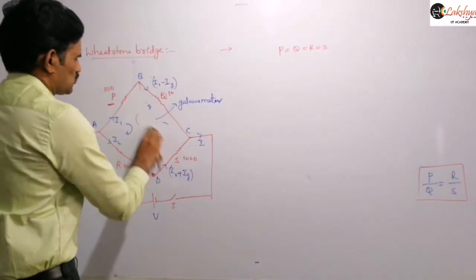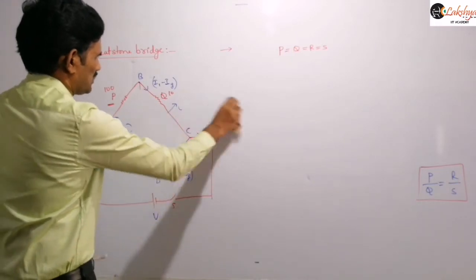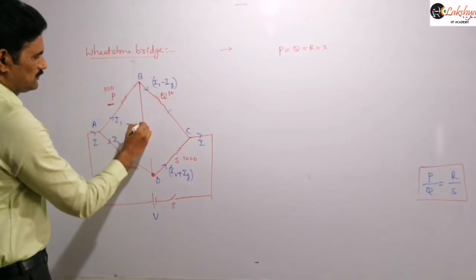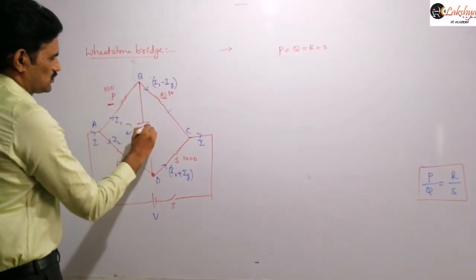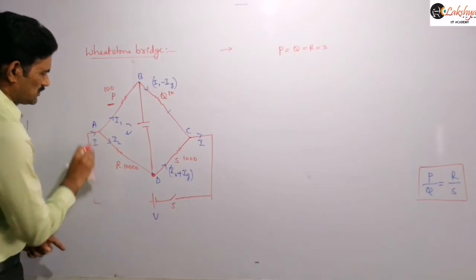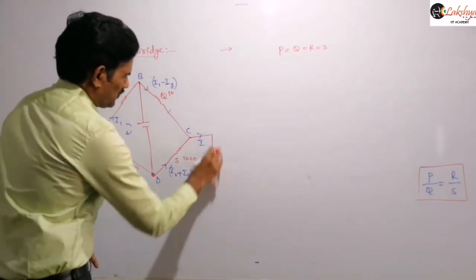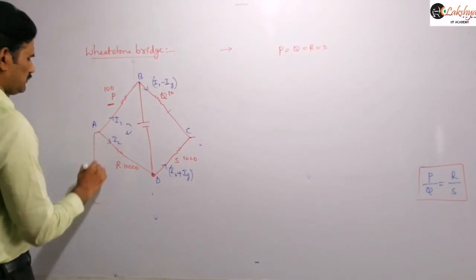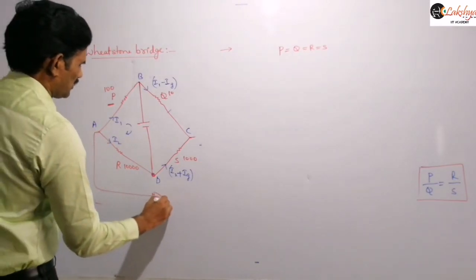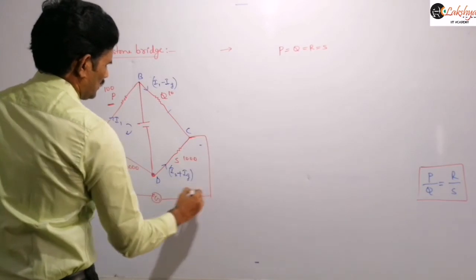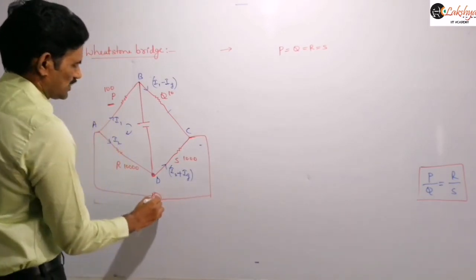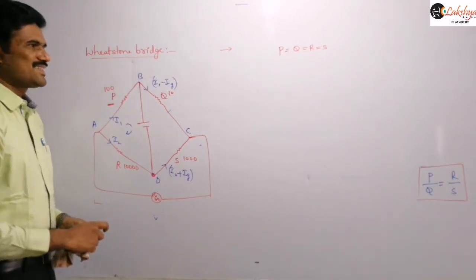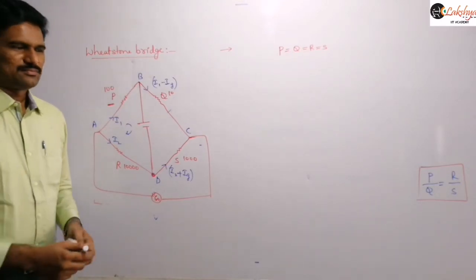Between these two, I am connecting a cell here. So some cell will be connected like this, and between these two, if I connect the galvanometer, so now the galvanometer is connected like this. The high resistance and the remaining usual arrangements will be there. If the connections are like this, then is there any change in the balancing condition?